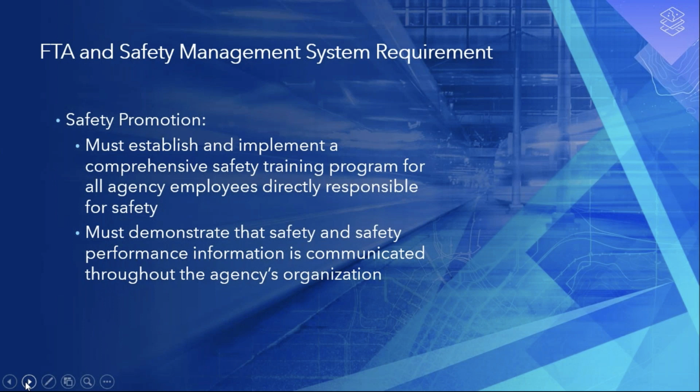There are two main components of the safety promotion. The first is the requirement to set up a safety training program for all employees responsible for safety. And that also includes the agency's contractors. And the second component requires that the safety and safety performance information is communicated throughout the agency's organization. This really helps to focus everyone on the performance goals and understanding how well the agency is doing with respect to those performance goals and on safety.